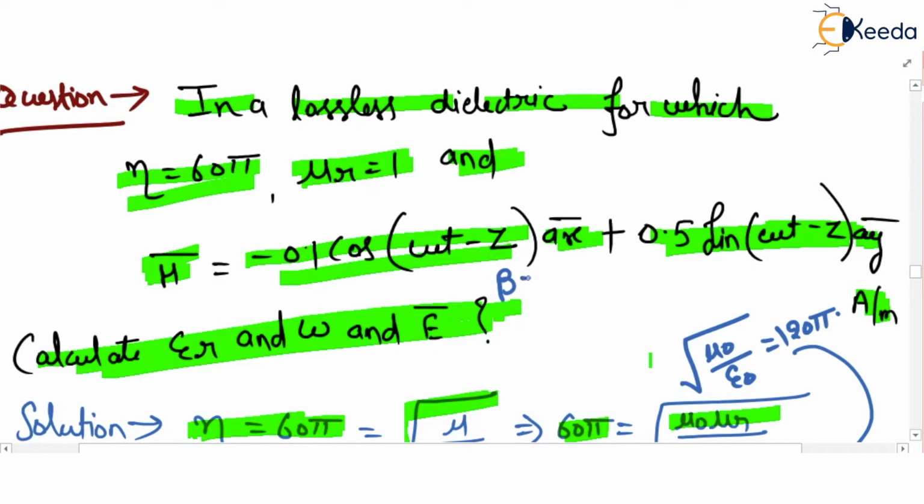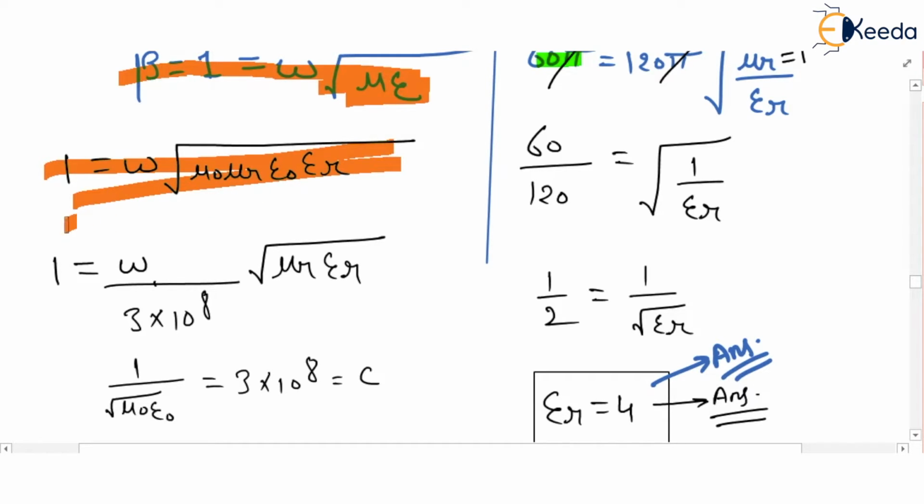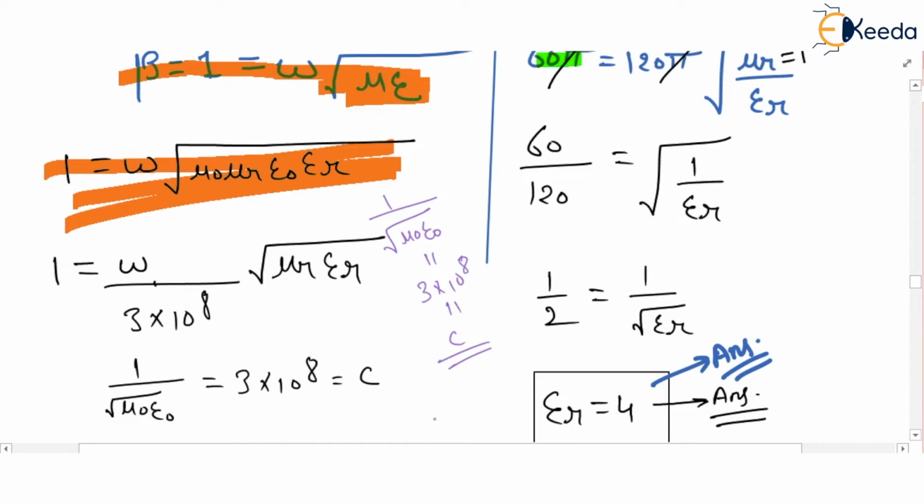Now beta is given here as 1. It is the coefficient of z here. So beta is 1, which is equal to omega times the square root of mu epsilon. So 1 is equal to omega times the square root of mu naught into mu r, epsilon naught into epsilon r, and 1 by the square root of mu naught into epsilon naught is equal to 3 into 10 to the power 8. It is c, the velocity of light in free space.